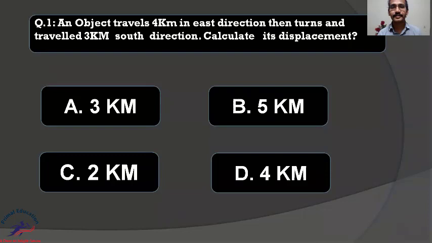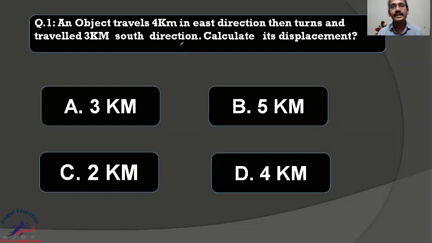All right. Now, you can see here, an object travels 4 kilometers in east direction and turns and travels 3 kilometers in south direction. Calculate the displacement. As you know, the minimum distance traveled by an object we call displacement. There are the numbers over here: 3 kilometers, 5 kilometers, 2 kilometers, 4 kilometers.